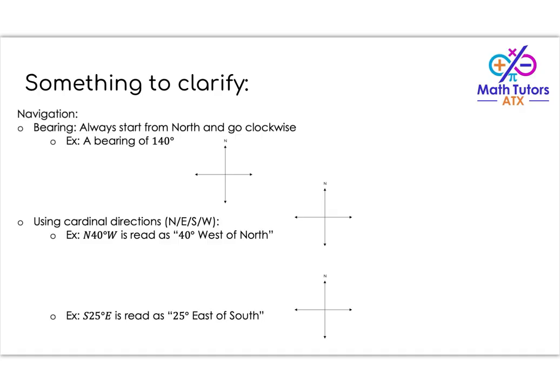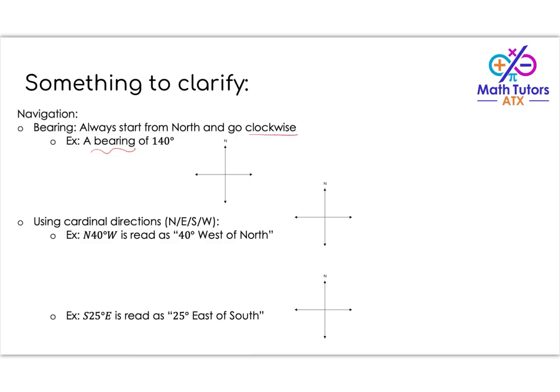So the first thing I want to go through and clarify is just the way that they can tell you what direction a ship is moving, or that you are walking, or a plane is traveling, etc. The first way is using something called a bearing. Now, a bearing is not going to be like the unit circle. What it does is you start from the north and then you go clockwise.